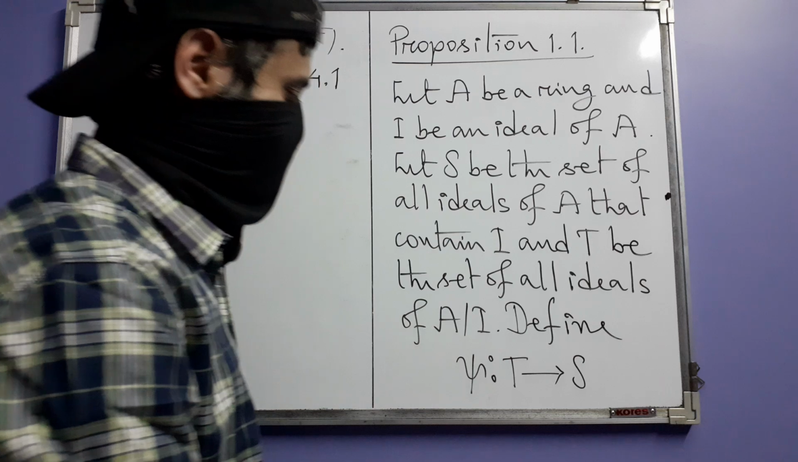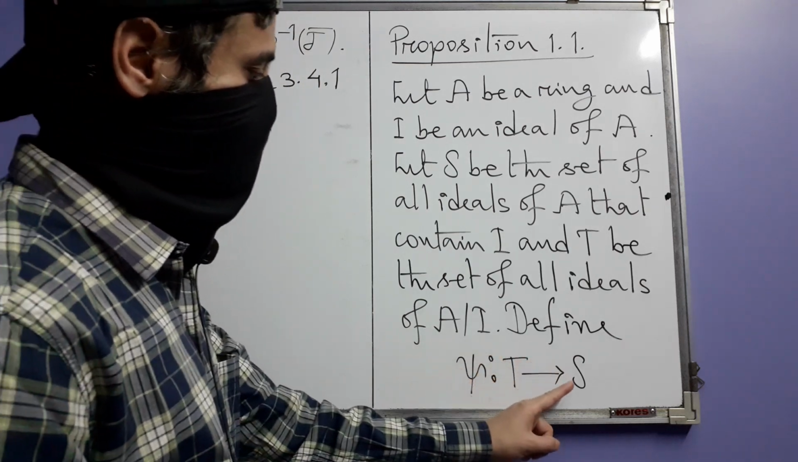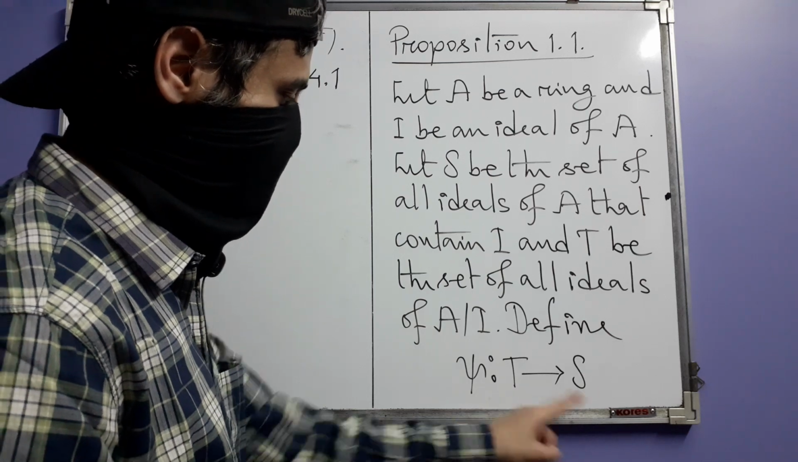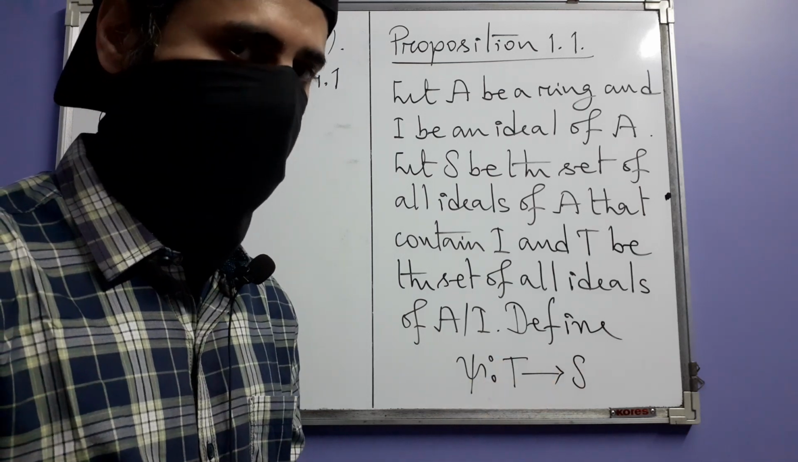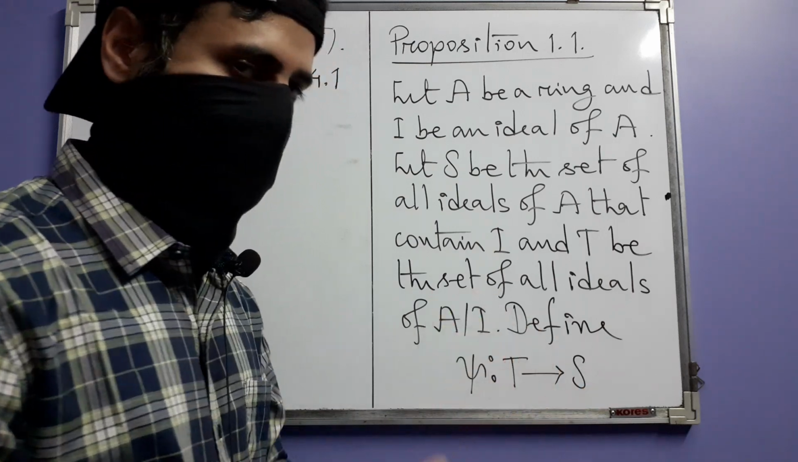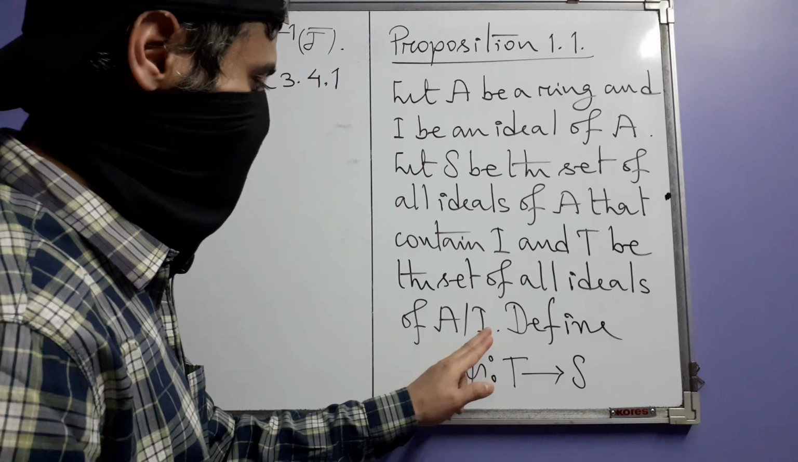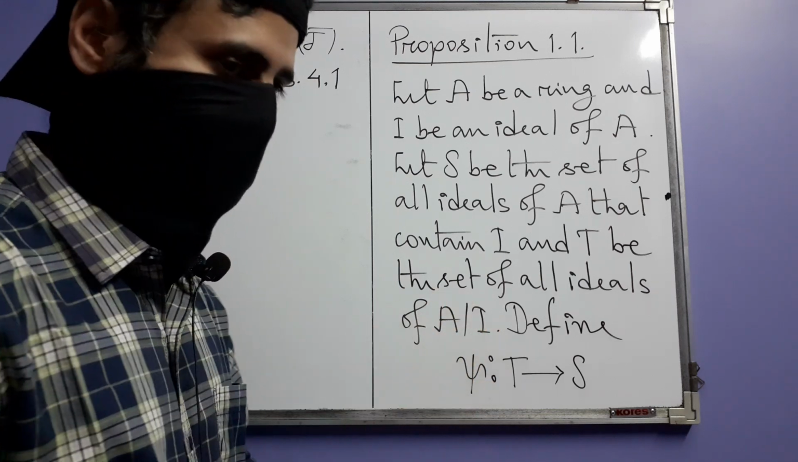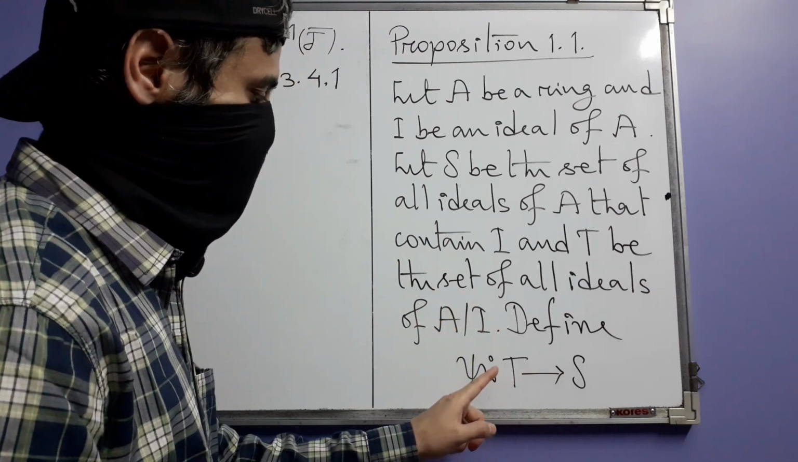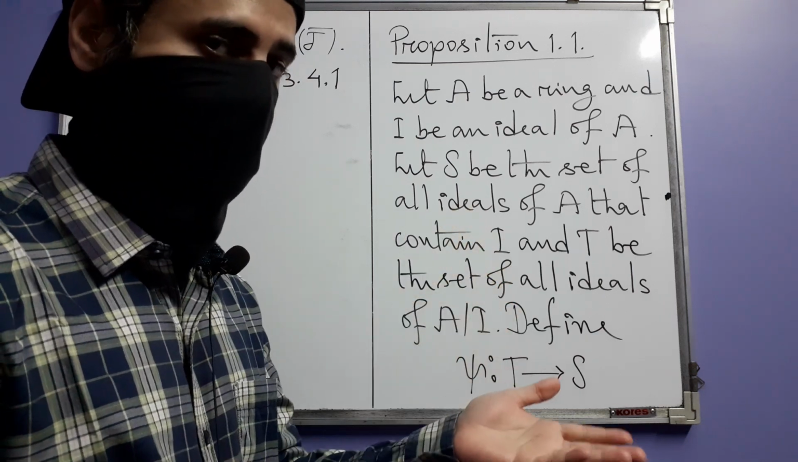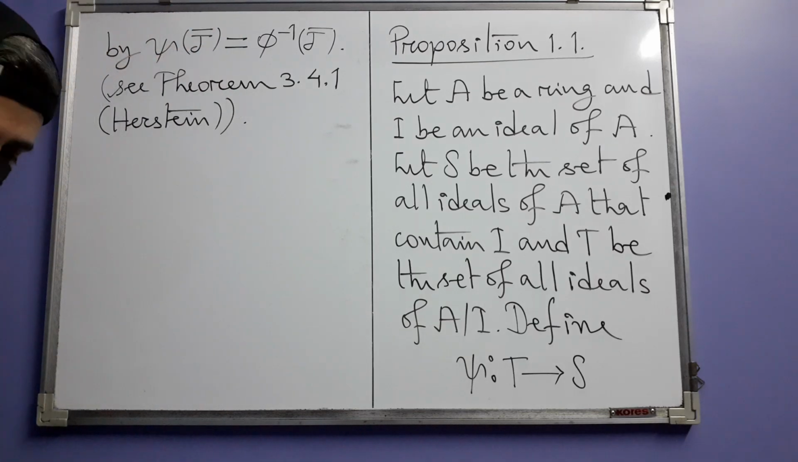Note that in particular, if T is finite, then S is finite and has the same number of elements as T has, and vice versa. Okay, so this means that if there are only finitely many ideals of A/I, then an equal number of ideals of A exist which have I inside of them. Okay, so that is proposition 1.1.